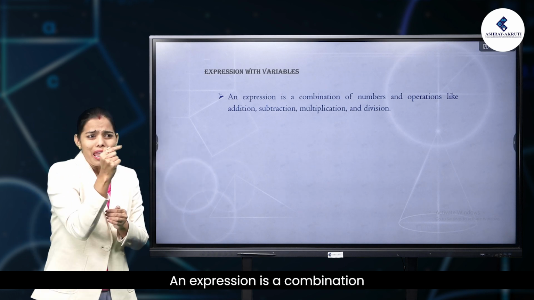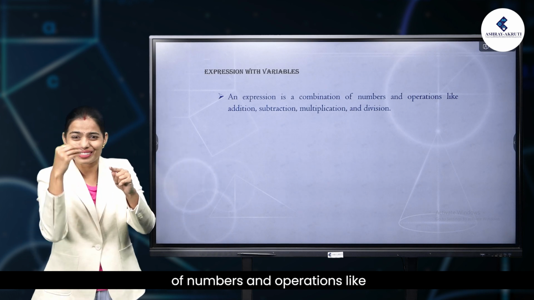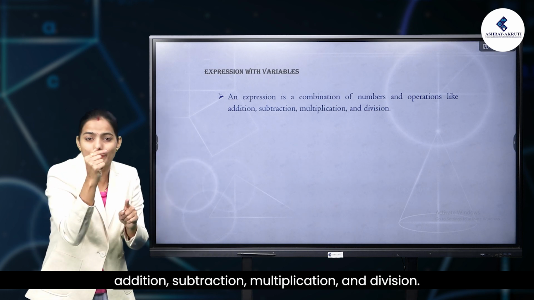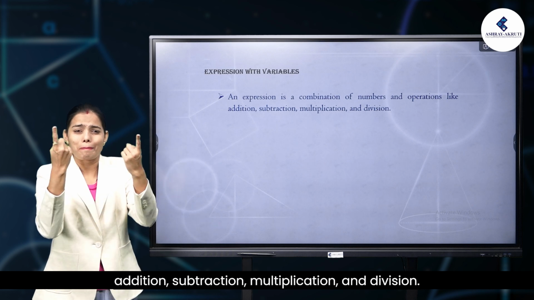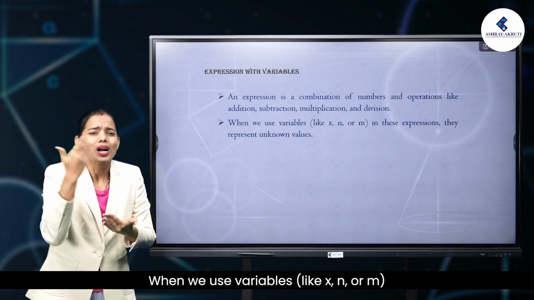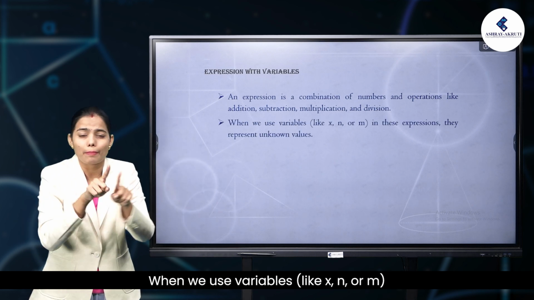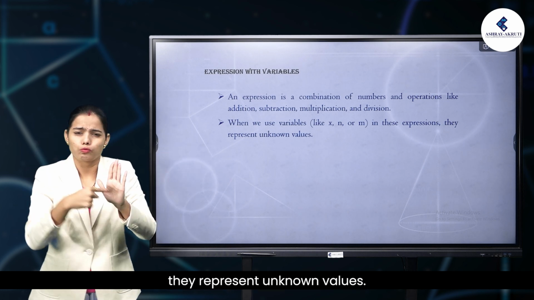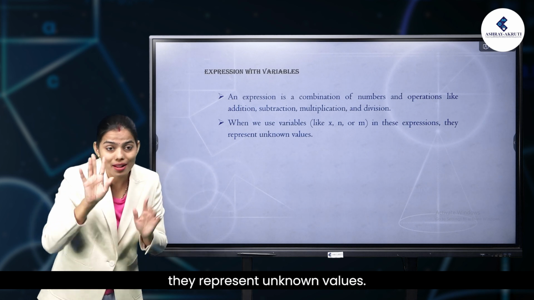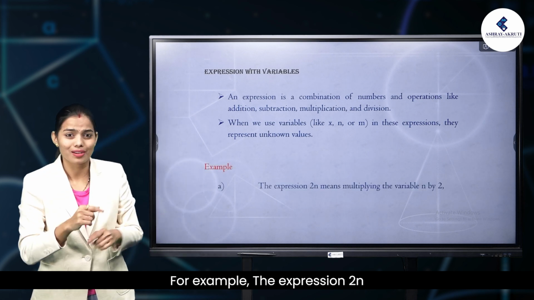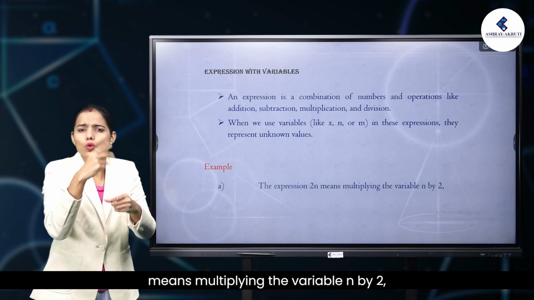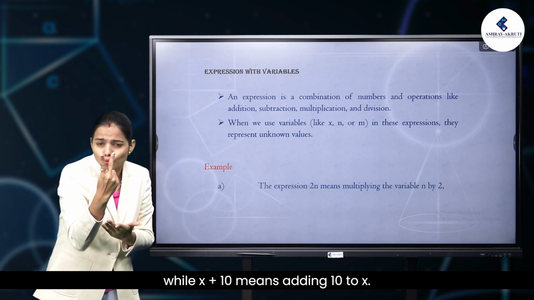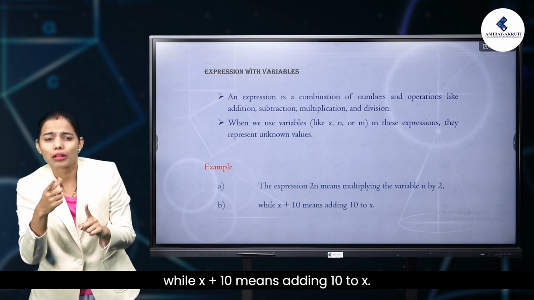An expression is a combination of numbers and operations like addition, subtraction, multiplication, and division. When we use variables like x, n, or m in these expressions, they represent unknown values. For example, the expression 2n means multiplying the variable n by 2, while x plus 10 means adding 10 to x.